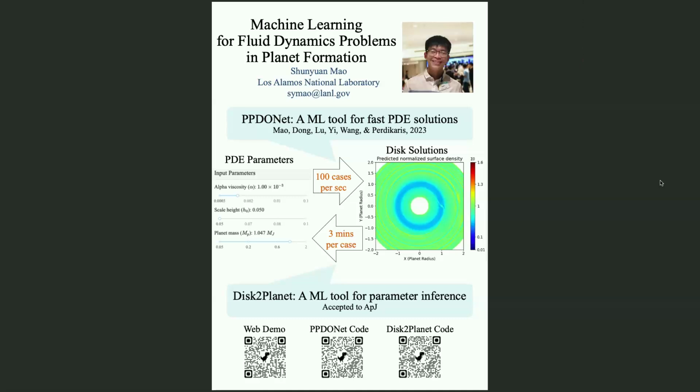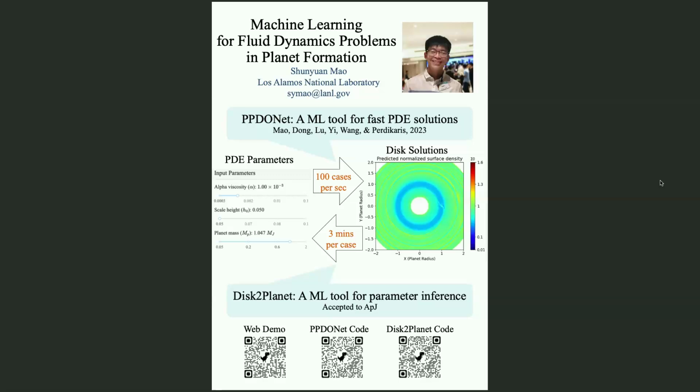Hello, everyone. I'm Shuyan Mao. I'm currently a postdoc at the Los Alamos National Lab working with Hui Li, and I focus on machine learning for fluid dynamics problems in planet formation. The problem is that the disk-planet interaction in protoplanetary disks can be modeled by hydrodynamic simulations, which solve a set of PDEs. The challenge is that such simulations are super expensive and we cannot solve many PDEs to get many simulations. So in my project, I use machine learning to substitute these expensive simulations.